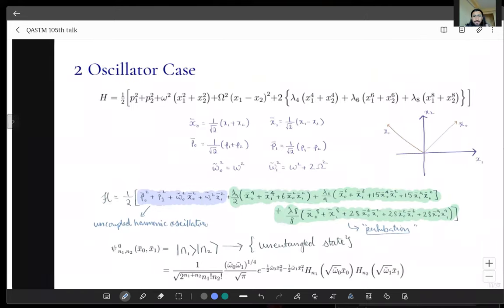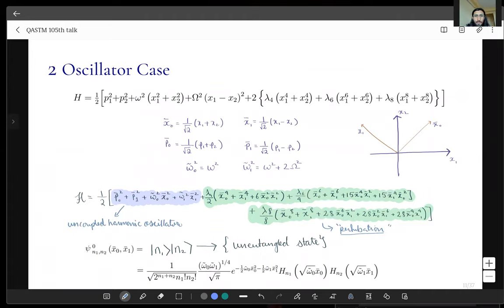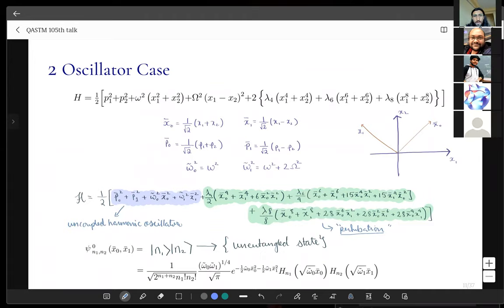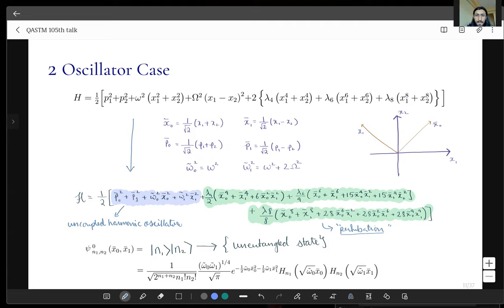So first, let's take the case of two oscillators. Now the summation goes from 1 to 2, so there are two oscillators. This is what it looks like. Then we go to the diagonal basis. We rotate the basis, and now it takes this form. In this form, you can see these terms become uncoupled harmonic oscillators. In the diagonal basis, the term in the blue region is the uncoupled part, and the green region can be treated as a perturbation to this uncoupled harmonic oscillator.